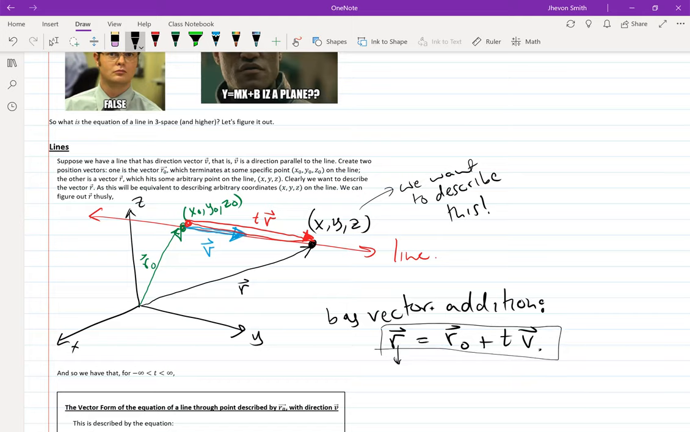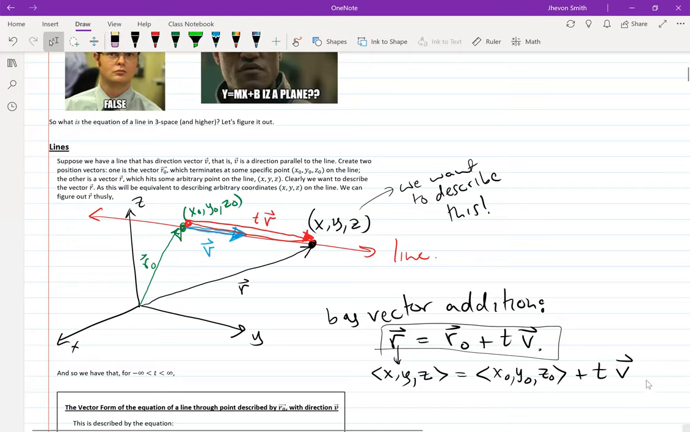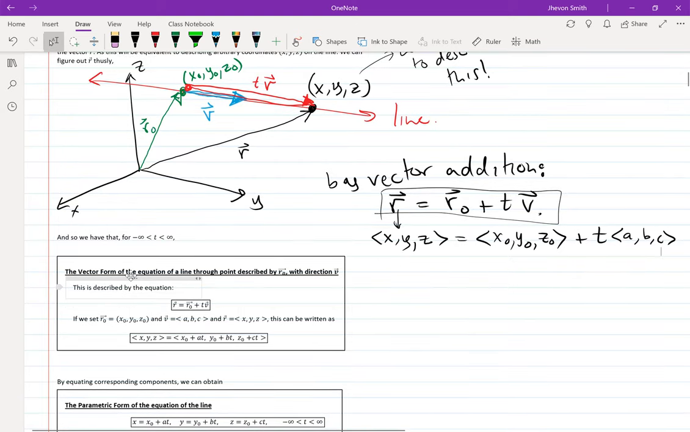Now, if I write this r as a vector that's hitting x, y, z, this is a vector that's hitting x naught, y naught, z naught. And this is just some scalar times the vector v. Let's give v components. Let's call v the vector a, b, c. This now gives us the equation that will define a line. Hence, we have this. This is called the vector form of the equation of a line: r equals r naught plus t times v.